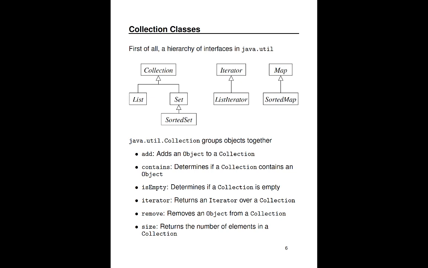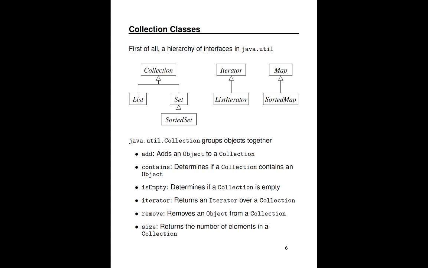And then finally, there are maps. These are like hash tables. You've got key-value pairs. So there's a Map interface and a sub-interface of that called SortedMap. So let's take a little bit and talk in more detail about what these interfaces are all about.